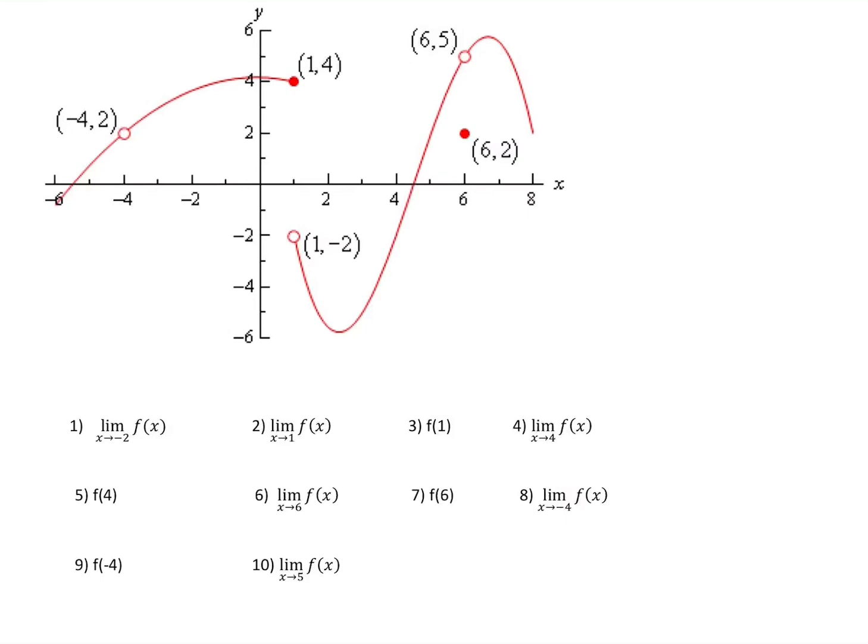Hello. Today we're going to be solving limits using a graph. So recall that the limit as x approaches a number from the negative side must be equal to the limit as x approaches the same number from the positive side for that limit to exist. So let's do 10 examples.